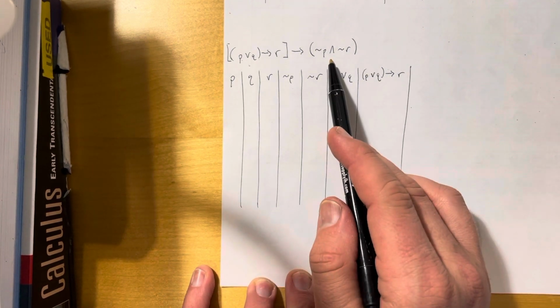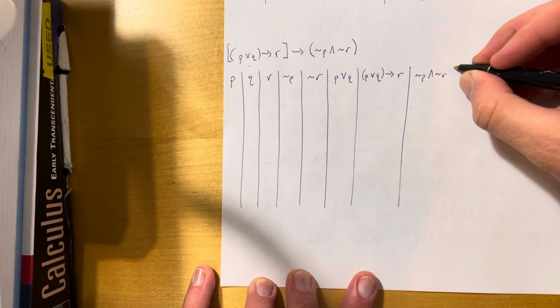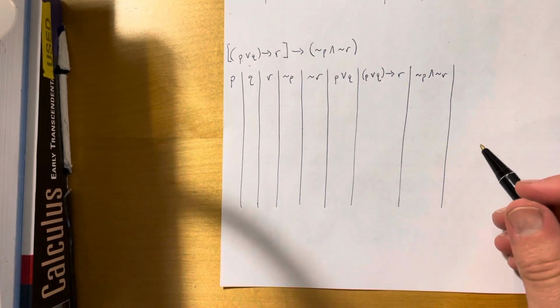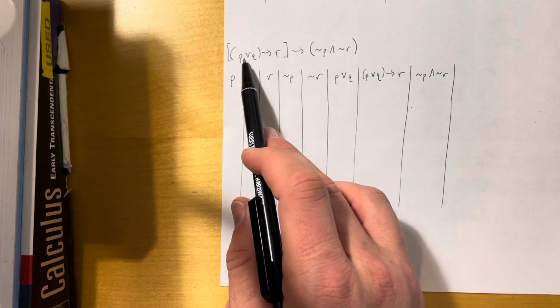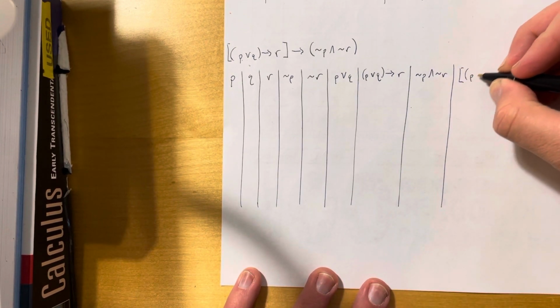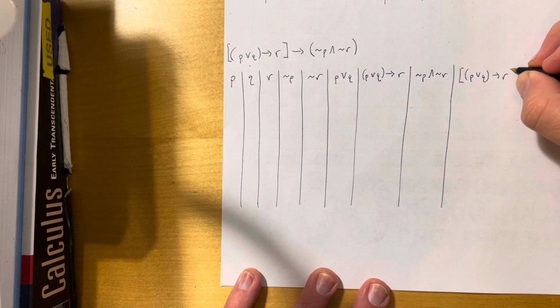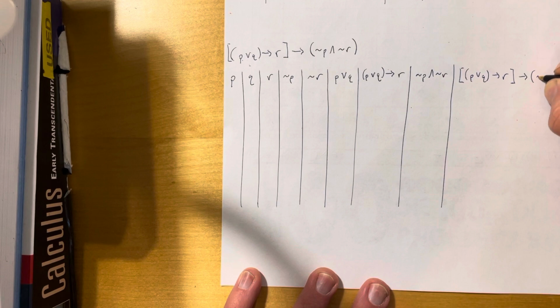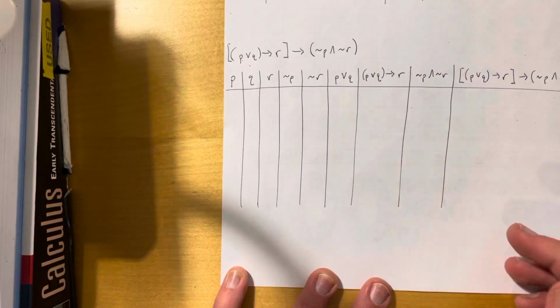Also, I have a conjunction showing up here, not P and not R. And then finally, I have this column implies this column as that big conditional making up the entire statement. So that is going to look like this. P or Q implies R, implies not P and not R. Okay, so we're going to go like this.